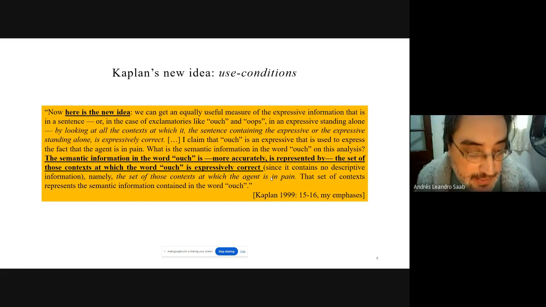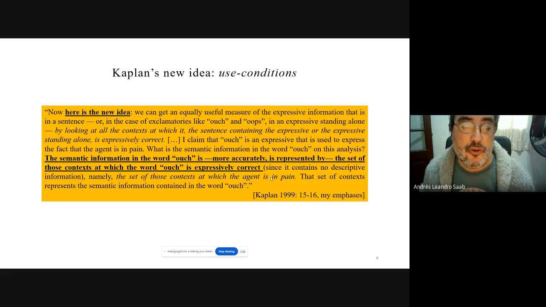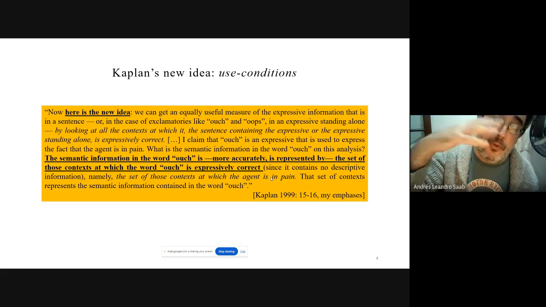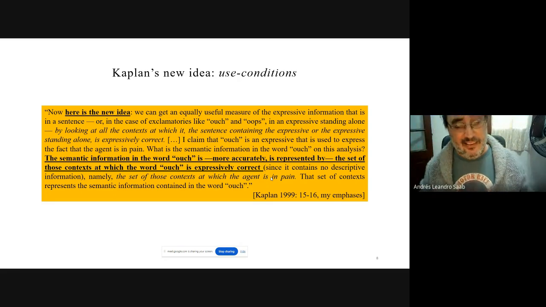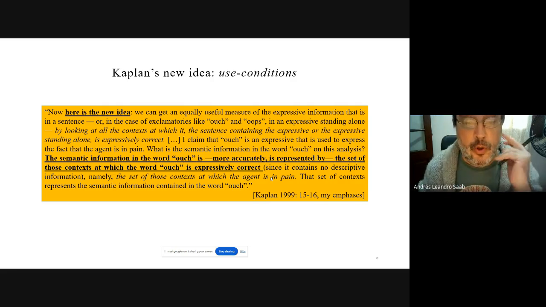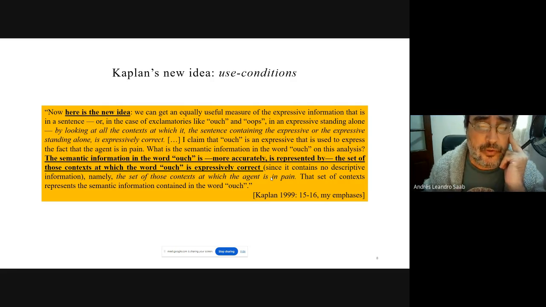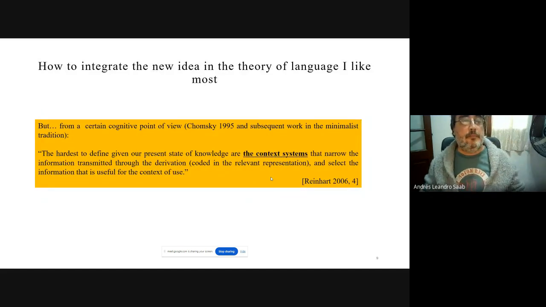So that set of contexts represents the semantic information contained in the word "ouch." Here the idea is that you need at least a two-dimensional semantics for making reference to the classic set of worlds for the case of truth-conditional meaning, and you can also model expressive meaning by changing worlds for contexts and get expressive meaning by referring to those contexts.